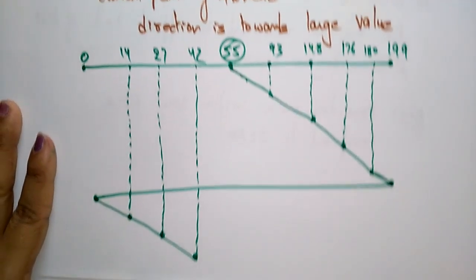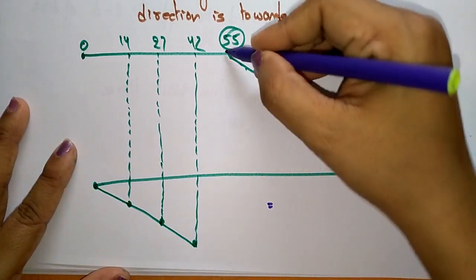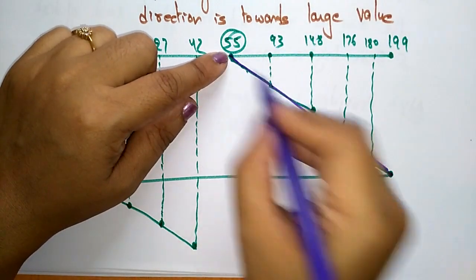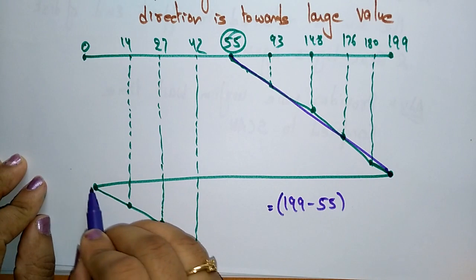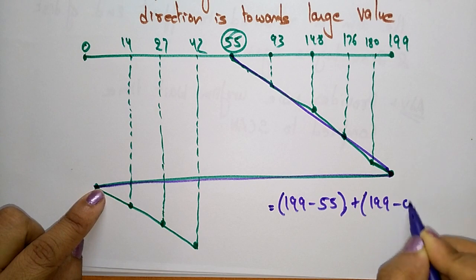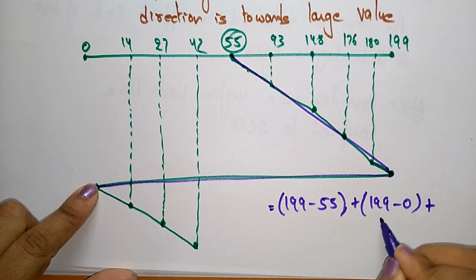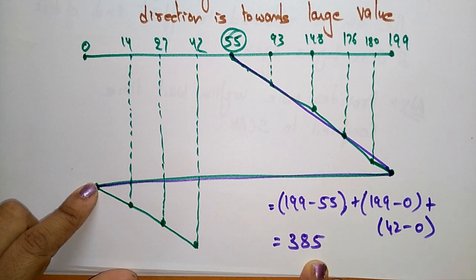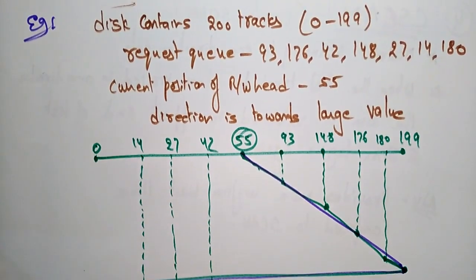Now calculate the total number of track movements of the read-write head using circular scan. This is one direction: the arm moves from 55 to 199, so 199 minus 55. Next, the arm moves from 199 to 0, that is 199 minus 0. Then from 0 to 42, that is 42 minus 0. That is a total of 385. So 385 is the total number of track movements by the read-write head using circular scan.